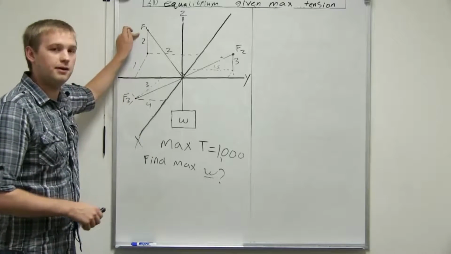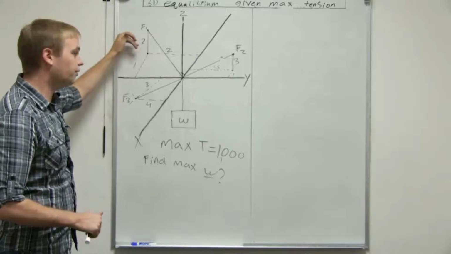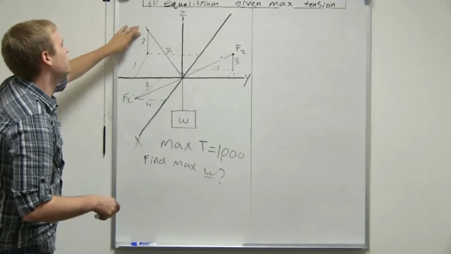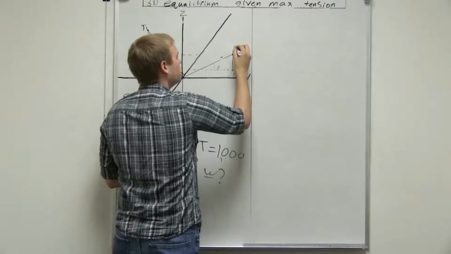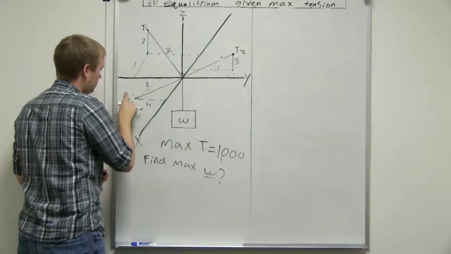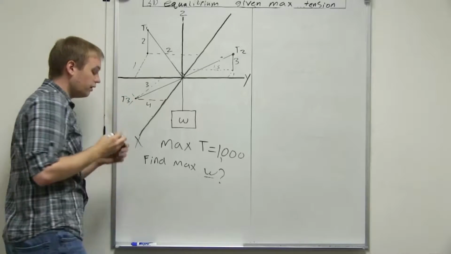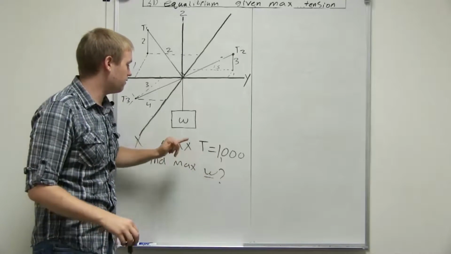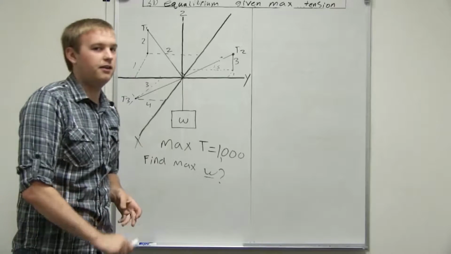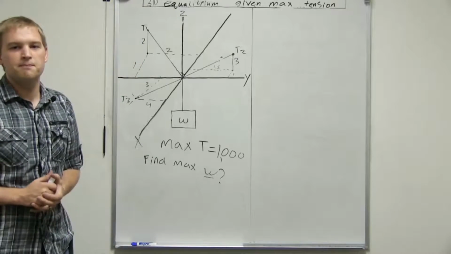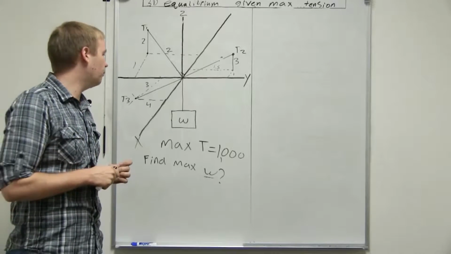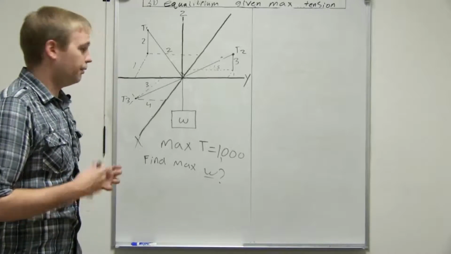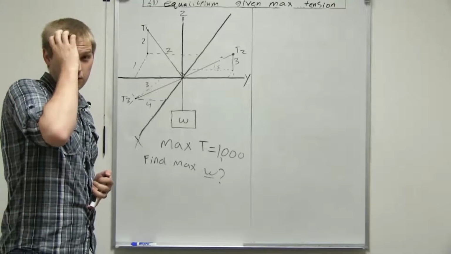If you notice, we don't know F1, we don't know any of the tensions. Let me change these tensions in the rope. T1, T2, T3, but given this, we still can find the max weight that we can hold. All right, so now that we know what we need and what we have, let's think about this for a second.